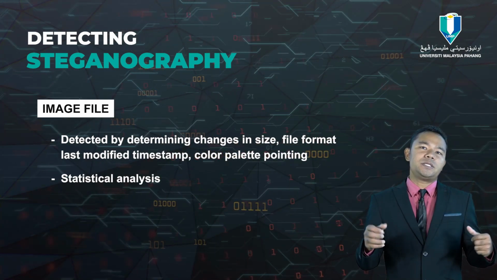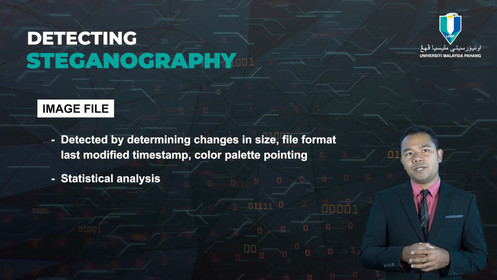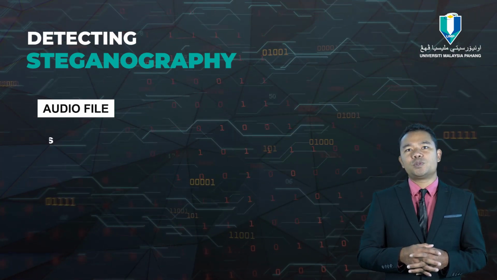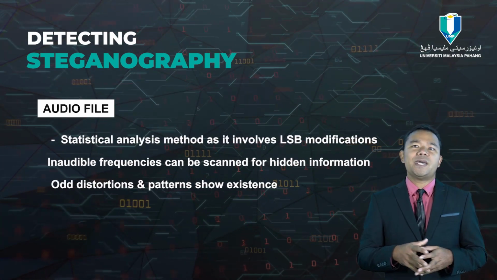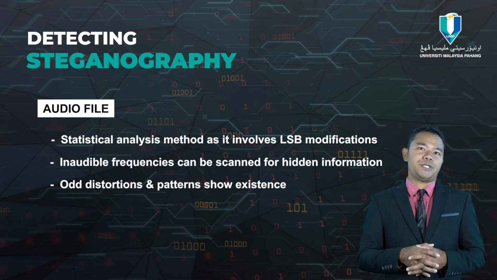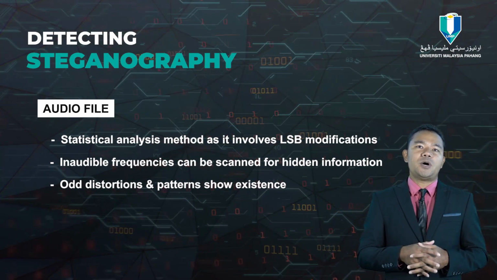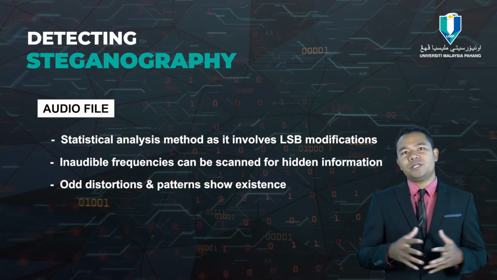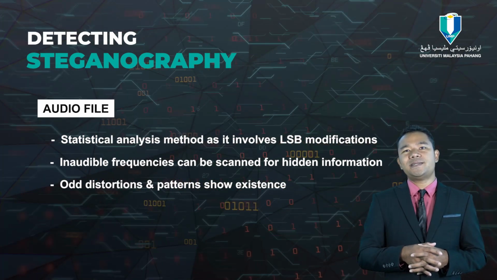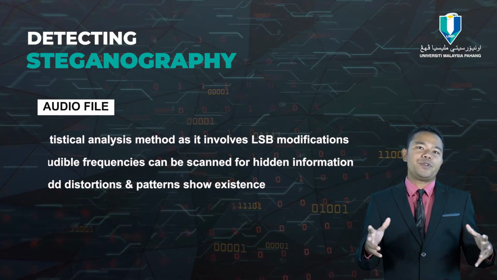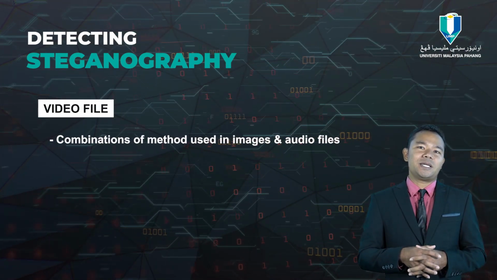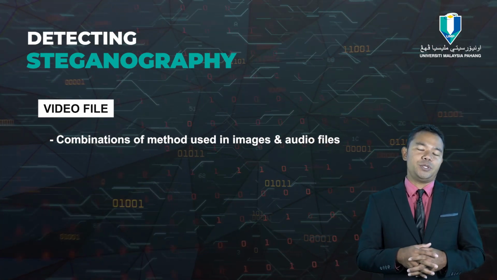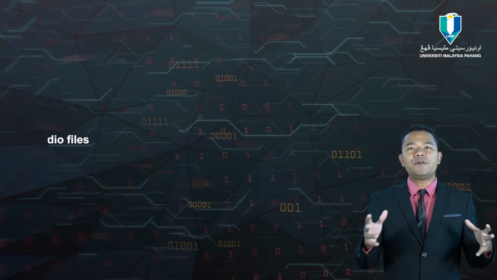The statistical analysis method is used for image scanning. For the audio file, the statistical analysis method can be used for detecting audio steganography as it involves LSB modification. The inaudible frequencies can be scanned for hidden information. Any odd distortion and patterns show the existence of secret data. For the video file, detection of secret data includes a combination of methods used in image and audio files.